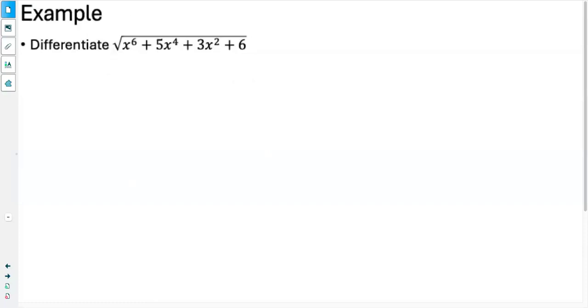So for example, we're asked to differentiate the square root of x to the power 6 plus 5x to the power 4 plus 3x squared plus 6. If we use our chain rule, we can see that we have essentially this outer function with this inner function. But with the square root rule, we can go directly to coming up with our equation.